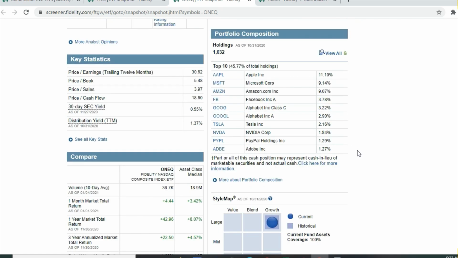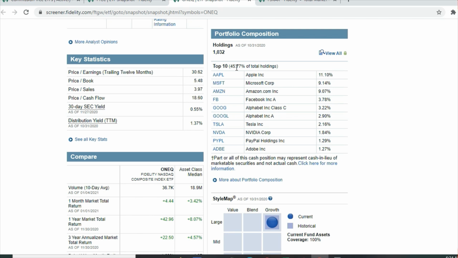You can see that the Fidelity Composite Index has 1,032 holdings, but of those 1,032, the top 10 holds 45.77% of the total holdings. Very top heavy. You've got Apple holding 11%, Microsoft holding 9%, Amazon holding 9%. So we're talking about 33% here. So we're almost at 30% of the index with just the top 3 holdings. Then you include Facebook and Alphabet, which is Google, both their Class A and their Class C shares. You've got Tesla, Nvidia, PayPal. We take all that into effect, we've got 45% of the total holdings.